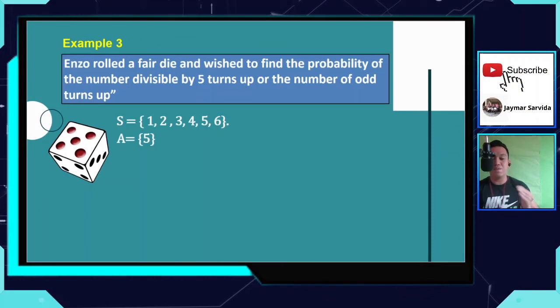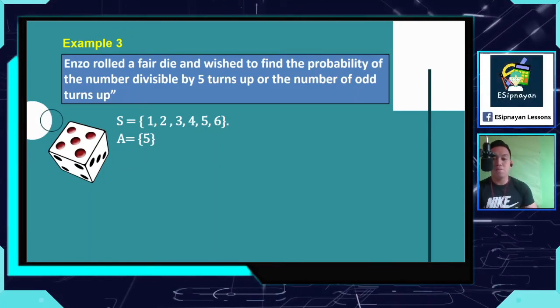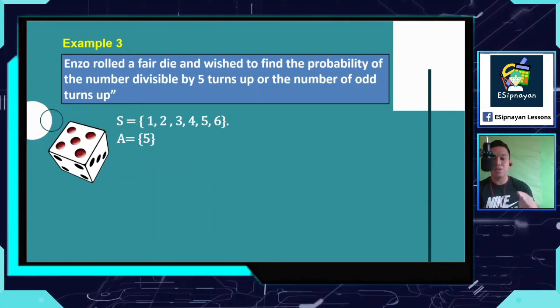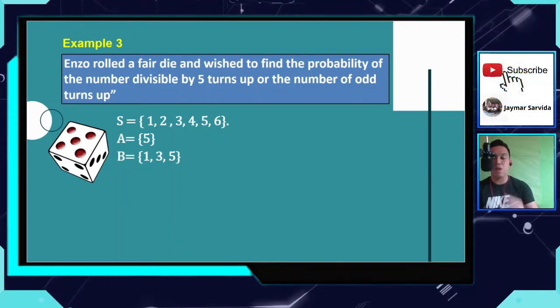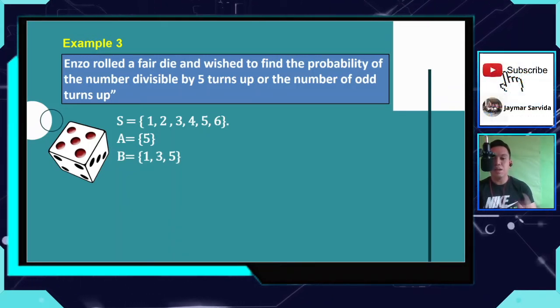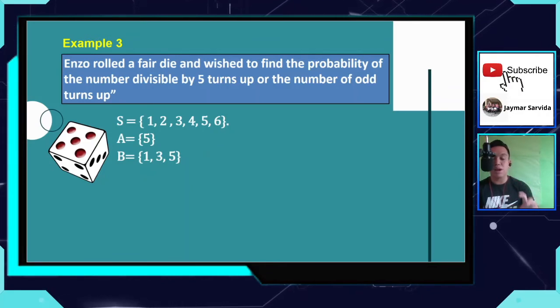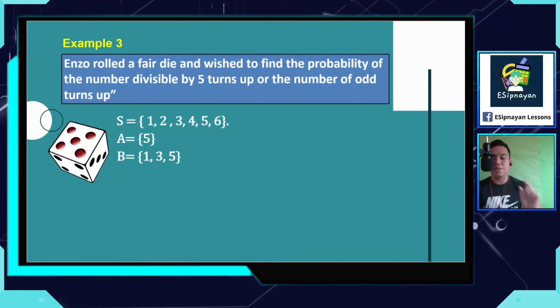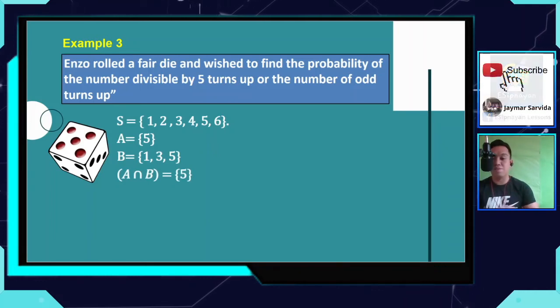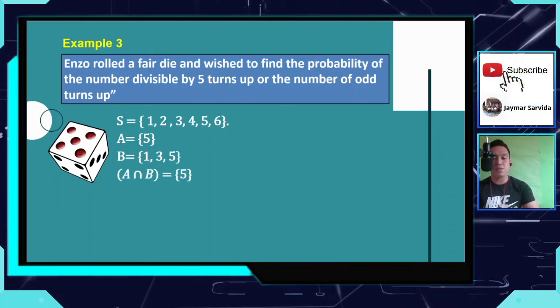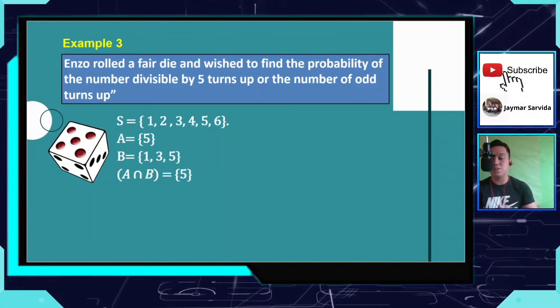So therefore, yung ating event A is 5 only. Siya lang naman yung divisible by 5 sa ating sample space. Okay, then for event B, the number of odd turns up. Okay, so that is 1, 3, 5. So yan yung ating favorable outcomes dito sa event B. So the number of favorable outcomes in event A is 1 and the number of favorable outcomes in event B is 3. And the intersection of the two events is 5. Okay? And the number of favorable outcomes of A intersection B is 1.